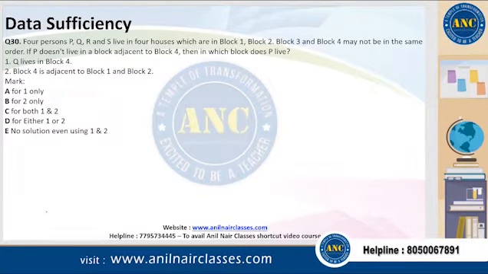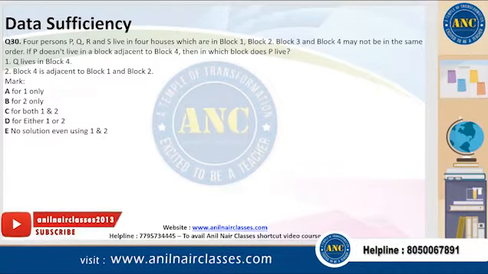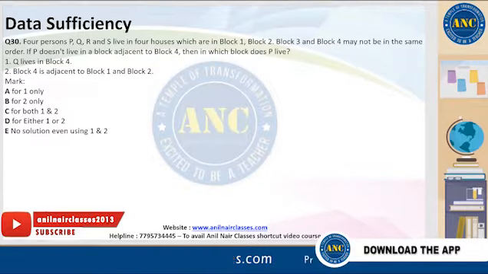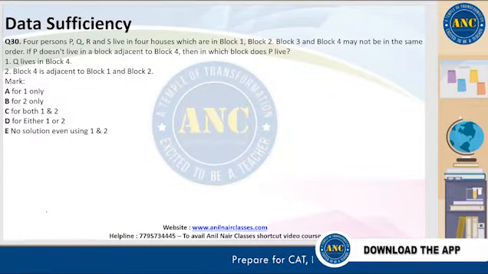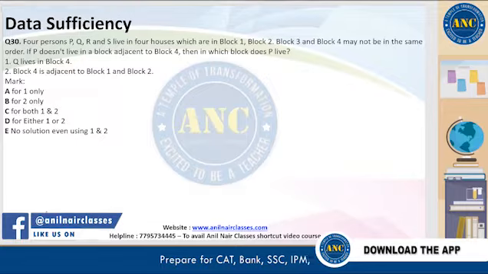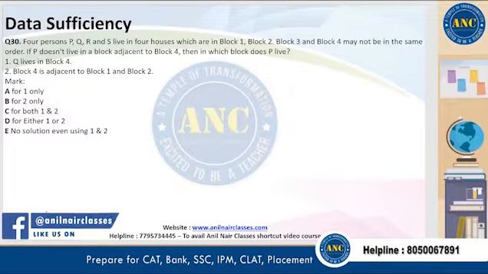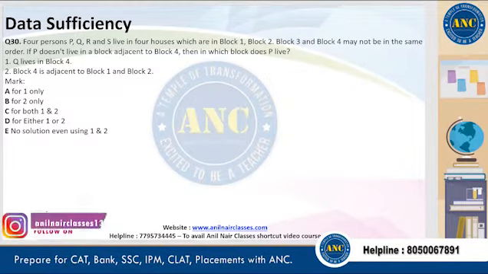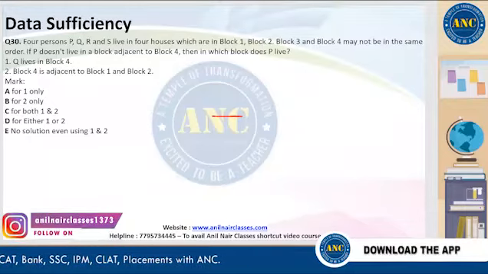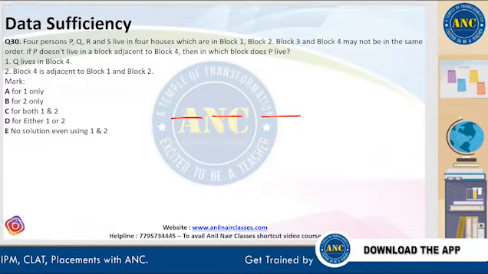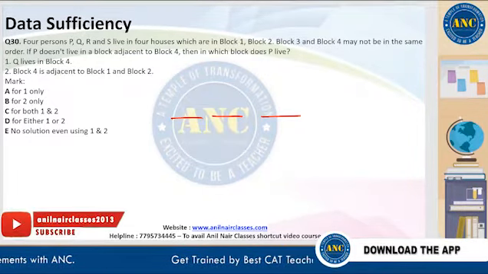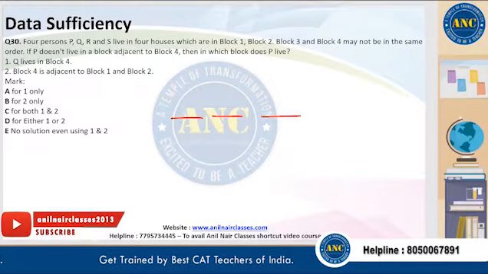4 persons P, Q, R and S live in 4 houses which are in block 1, block 2, block 3 and block 4. May not be in the same order. If P does not live in a block adjacent to block 4. So let's say this is a block, this is a block and this is a block. P does not live in a block adjacent to block 4. Which block does P live in?